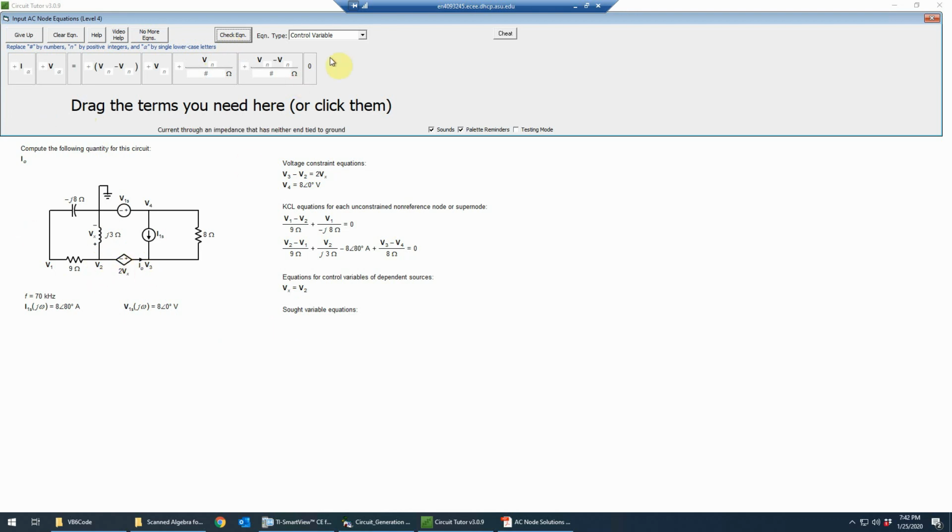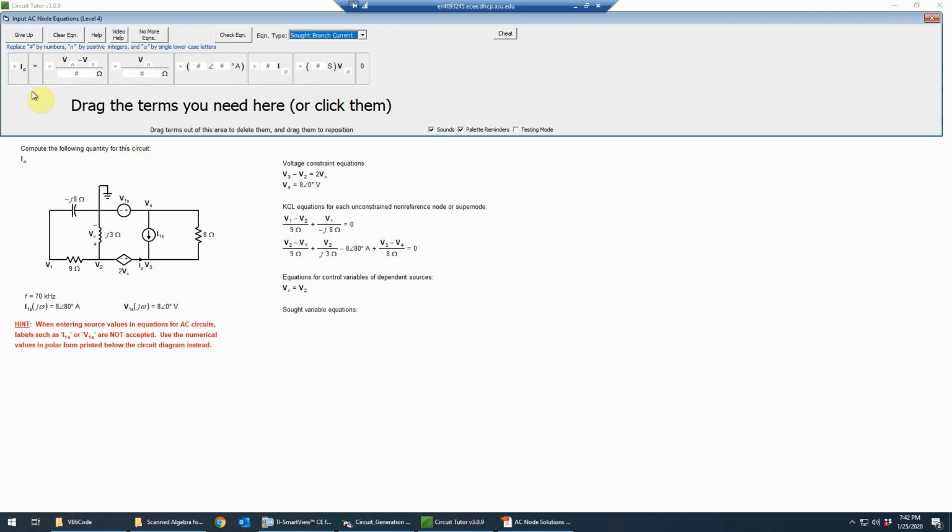And then our sought variable equation will be for the current flowing out of a dependent source. That's a single branch, so we call that a branch current. And of course we have I naught equal to. Now we have to think about this, because the current out of a voltage source is whatever it needs to be. Remember, that's not actually determined directly by the voltage source's value. Instead, it depends also on the rest of the circuit. So how will we determine what that is?